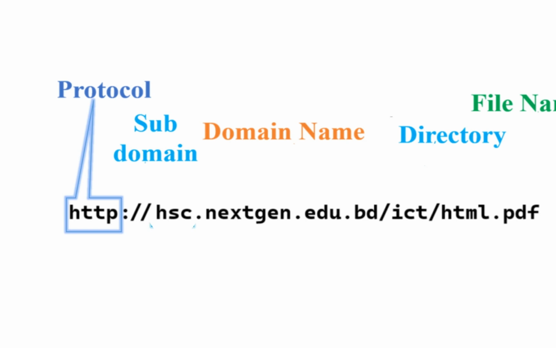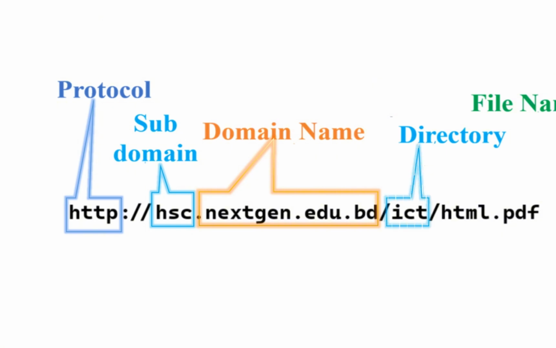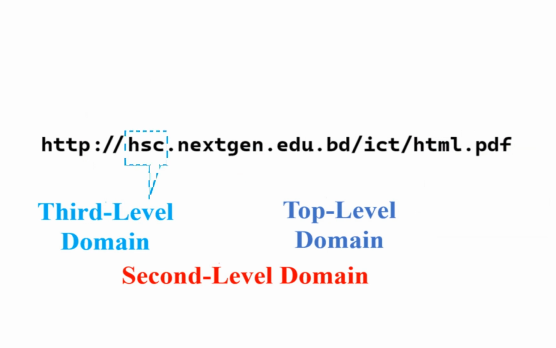And if something comes before a domain name, this means it is actually a subdomain. And of course, we know this is a domain name. We already know that ICT stands for a directory. And the last one is the file name or the extension, of course.